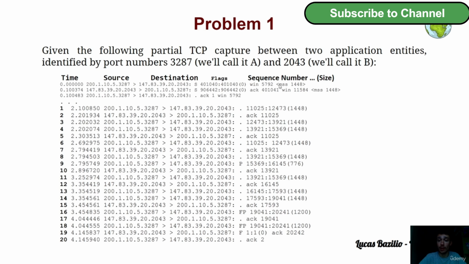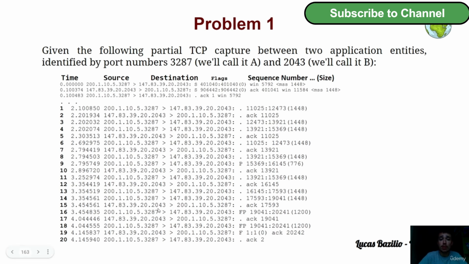And finally, we have the column of sequence number and size. The sequence number is merely the sequence number of the packet that we are sending. And then what we have in parentheses is the size, which is the size in bytes of the data that we are sending. Keep in mind that if we are not sending any data at all, if we are only sending the TCP header, then this size is going to be 0. There's no data to be sent, so this size is 0. We already saw this previously, right?